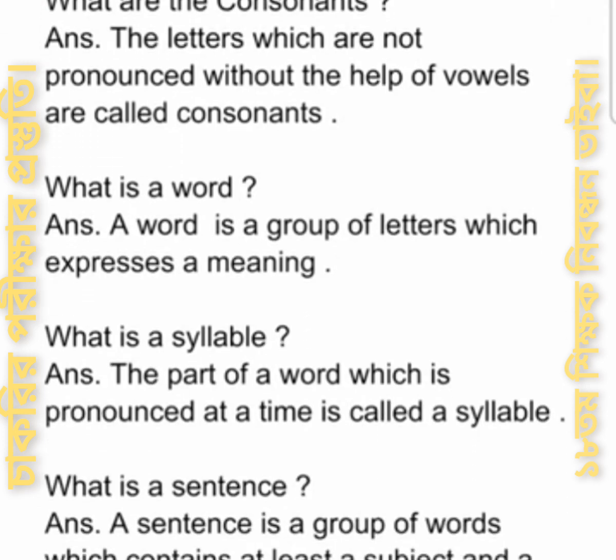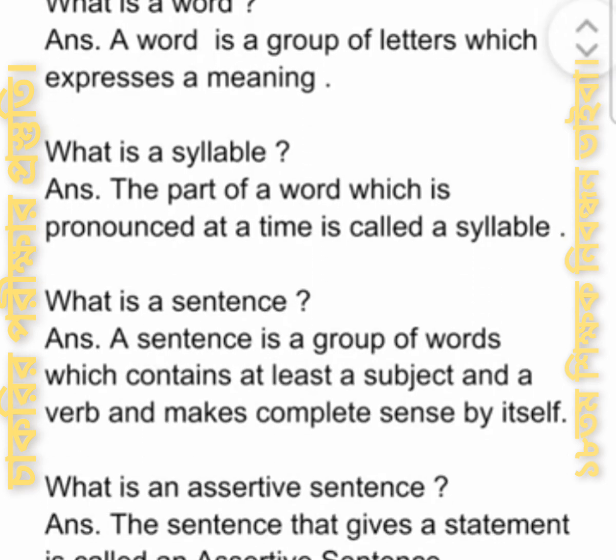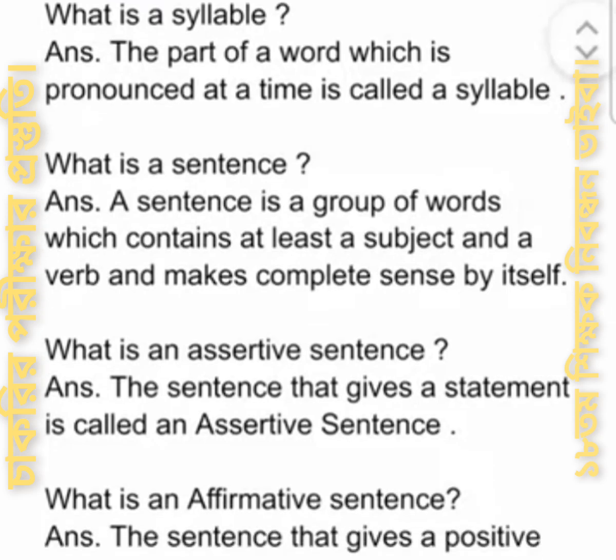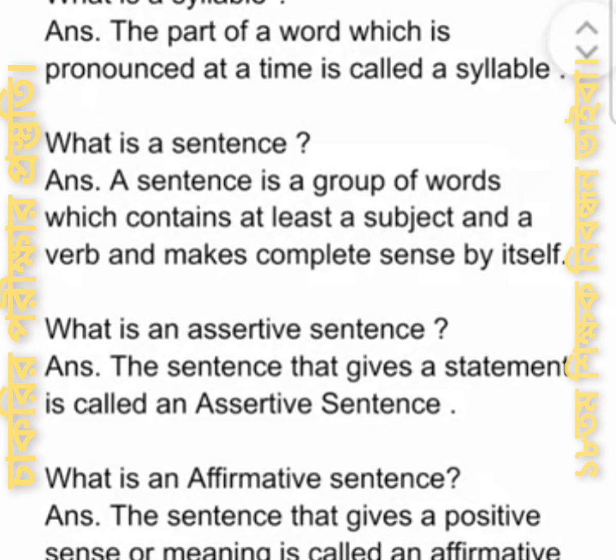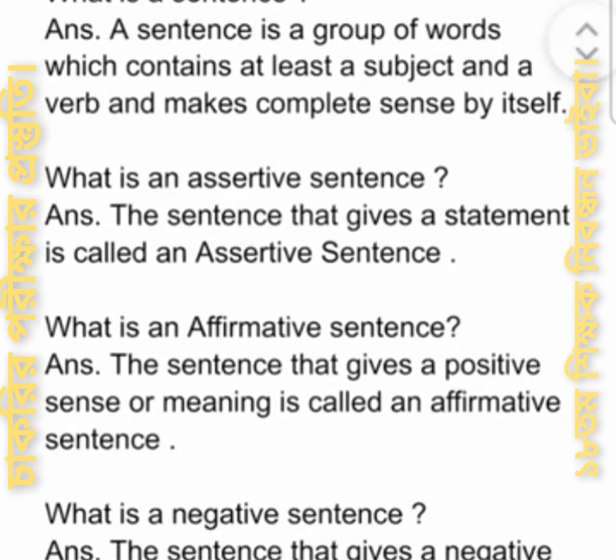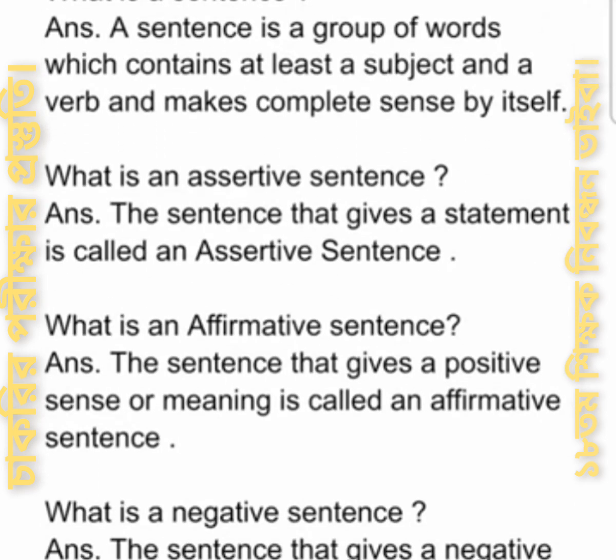What is a word? Word is a group of letters which expresses a meaning. What is syllable? The part of a word which is pronounced at a time is called a syllable. What is a sentence? A sentence is a group of words which contains at least a subject and a verb and makes complete sense by itself.